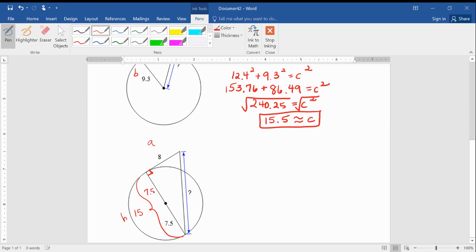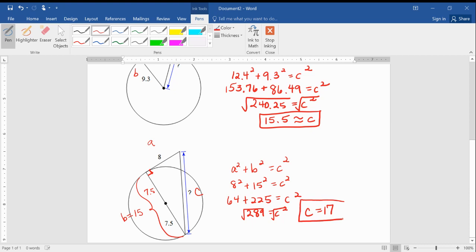So let's let 8 be A, B 15. I'm still trying to find C. We're still looking for the Pythagorean theorem on this one to find the hypotenuse. So your a squared would be 8 squared, b squared, 15 squared. That's set equal to c squared. So this would be 64 plus 225. When you add those together, you'll get 289. And then the square root of 289 is 17, and that's actually exact. It's a nice little Pythagorean triple there on that triangle.